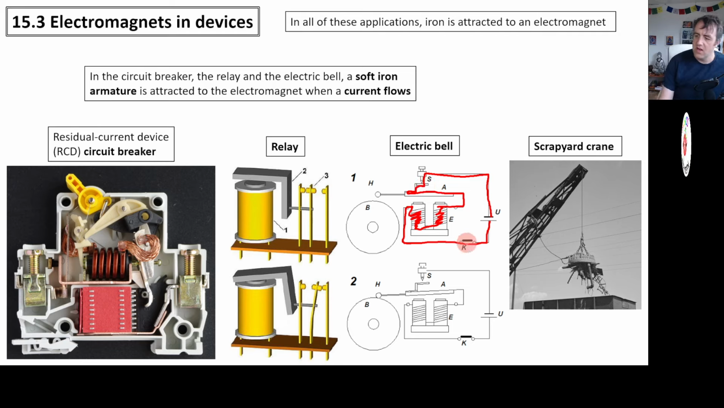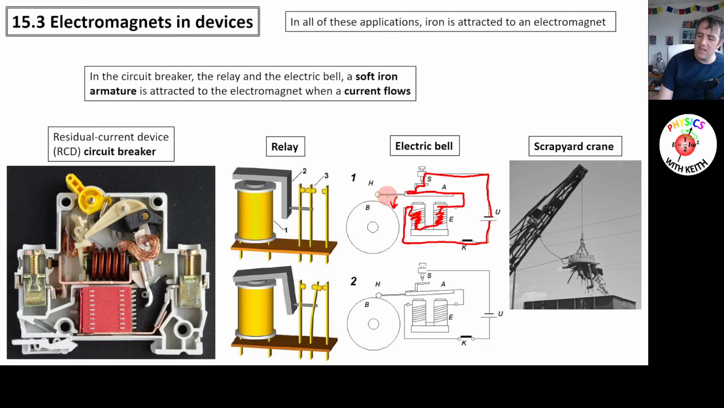So when the switch K is closed, current passes through this circuit, which means the electromagnet is switched on, and part A is a soft iron armature. It's just a soft iron arm called an armature, which is now attracted to the electromagnet. So this is attracted down. The hammer hits the gong. It makes a bing noise.